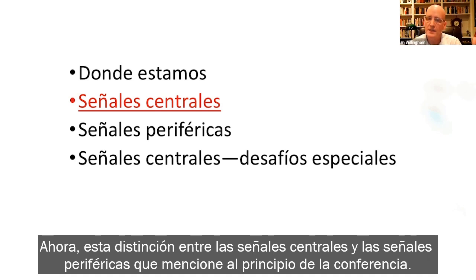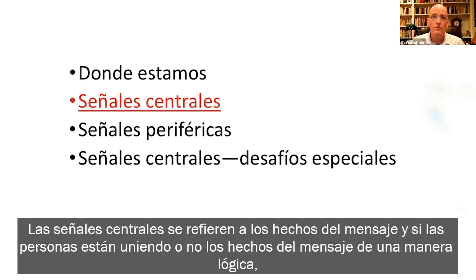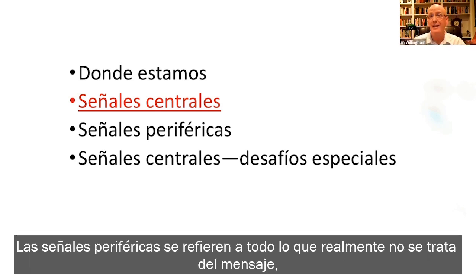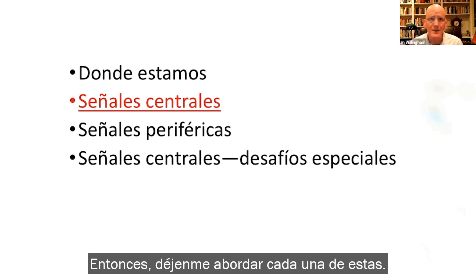Now, this distinction between central cues and peripheral cues, I mentioned at the top of the lecture, is a distinction psychologists draw when you're trying to persuade someone, when you're interested in whether or not belief is going to change. Central cues refer to the facts of the message and whether or not people are assembling the facts of the message in a logical way, whether it seems to make sense to them, whether they think that the facts of the message are indeed factual. Peripheral cues refers to anything that's not really about the message, but that you nevertheless pay attention to and think is important in terms of whether or not you end up being persuaded. So let me address each of these.